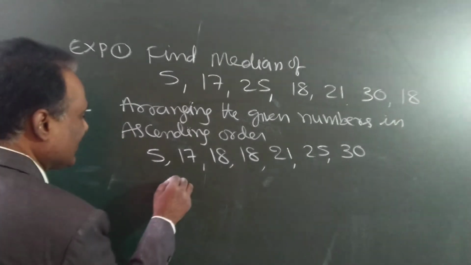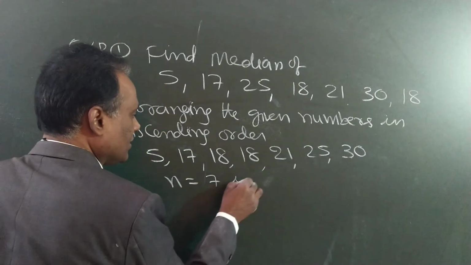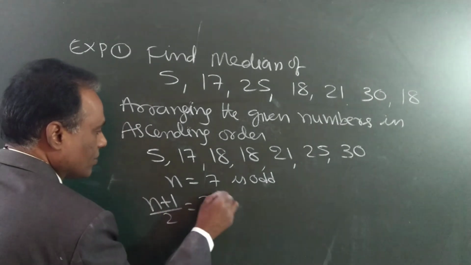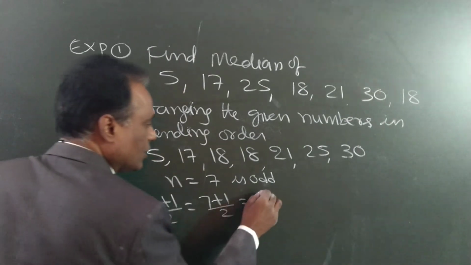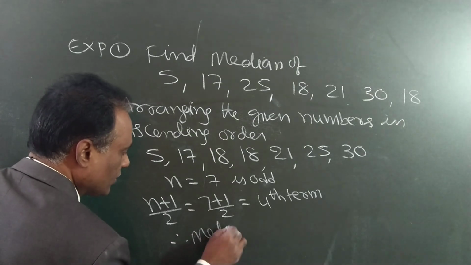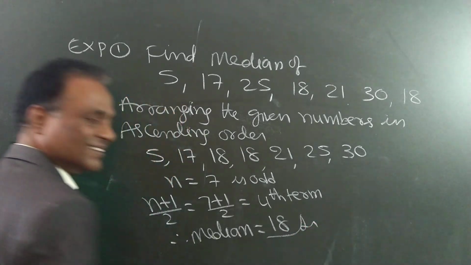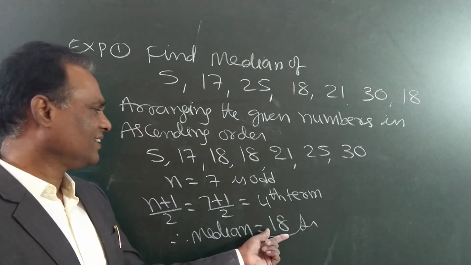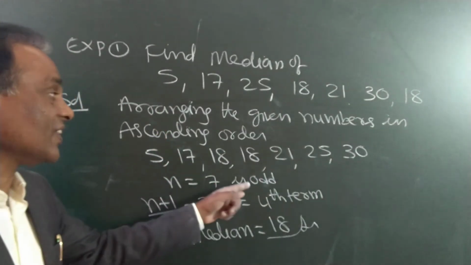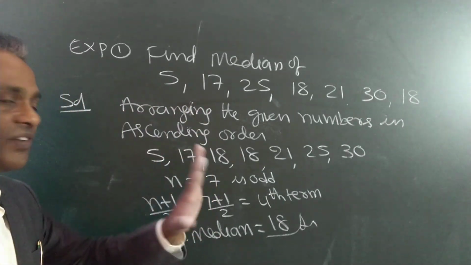Or what is n? How many terms? 1, 2, 3, 4, 5, 6, 7 numbers. This is odd. If it is odd we have to take n plus 1 by 2. So 7 plus 1 by 2, 7 plus 1, 8 by 2 is the fourth term. Fourth term is the median. Which is the fourth term? 1, 2, 3, fourth term is the median. Like this also, or directly we can tell the middle one. I gave this formula, n plus 1 by 2, when n is odd. If it is even, this formula is not valid. Another rule I gave.